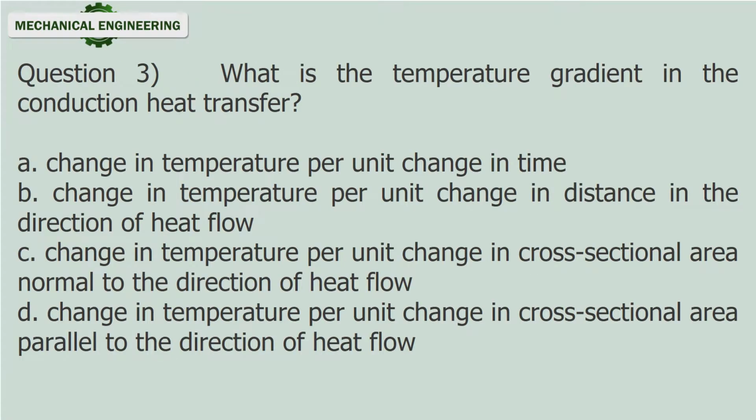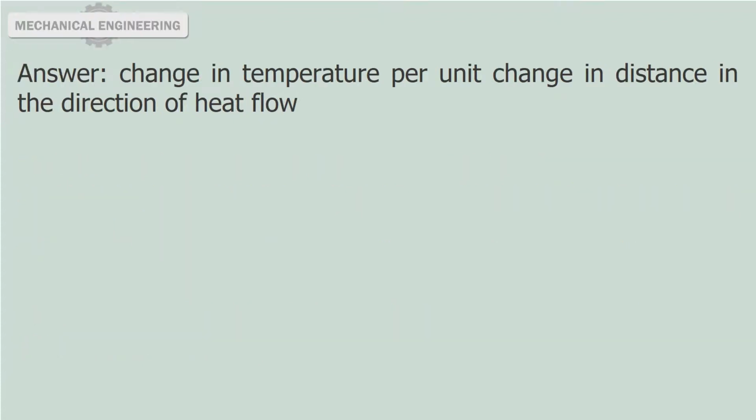Question 3. What is the temperature gradient in the conduction heat transfer? A. Change in temperature per unit change in time. B. Change in temperature per unit change in distance in the direction of heat flow. C. Change in temperature per unit change in cross-sectional area normal to the direction of heat flow. D. Change in temperature per unit change in cross-sectional area parallel to the direction of heat flow. Answer: change in temperature per unit change in distance in the direction of heat flow.